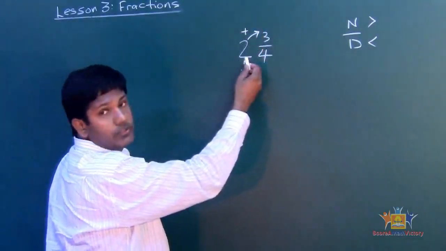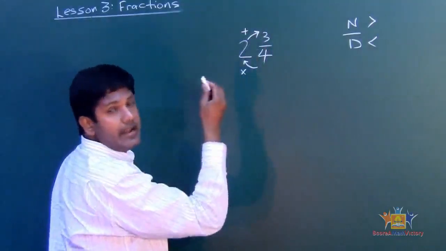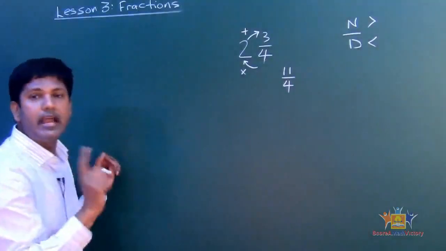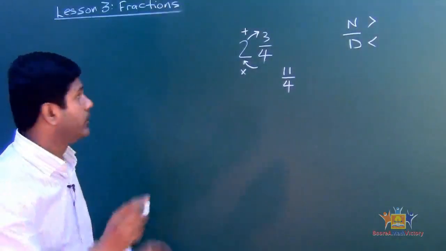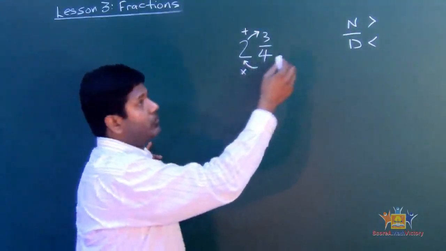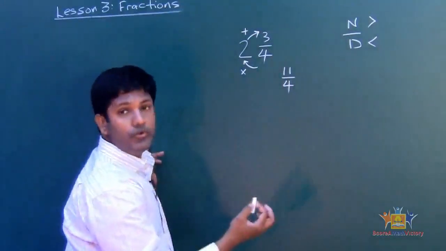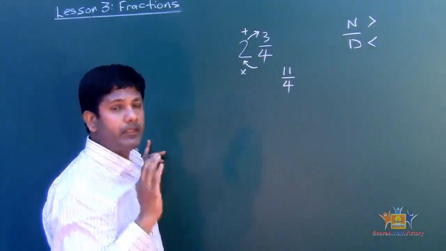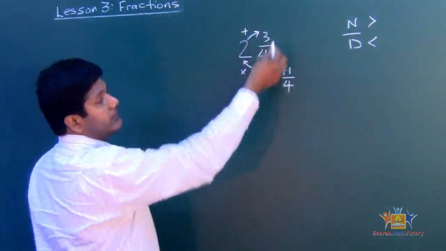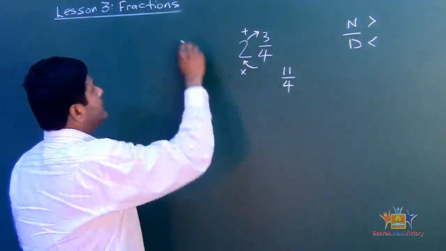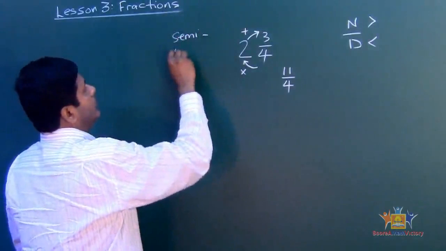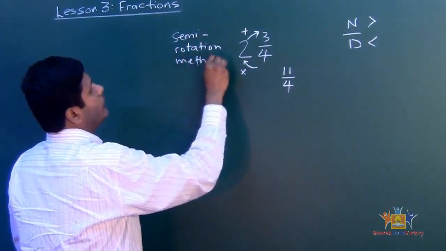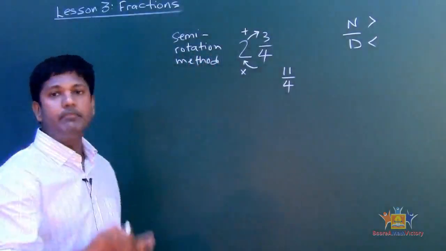4 times 2 is 8. 8 plus 3 is 11. See that? 11 over 4. You always maintain the same denominator. Denominator never ever changes. When you change a mixed number into an improper fraction, the numerator changes, but the denominator never ever changes. Alright? Keep in mind, okay? See that? This is called the semi-rotation method. We're going to use this method to convert a mixed number into an improper fraction.